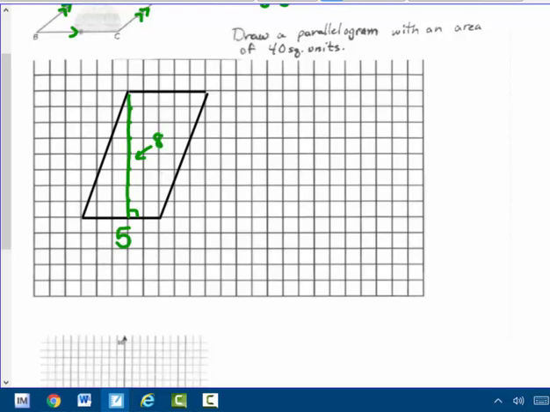I could have also drawn it with a base of 8. 1, 2, 3, 4, 5, 6, 7, 8. And a height of 5. So 1, 2, 3, 4, 5. Let's say it's there. Whoops, that's off just a tiny bit. Let's connect that better. I could have drawn it this way as well.